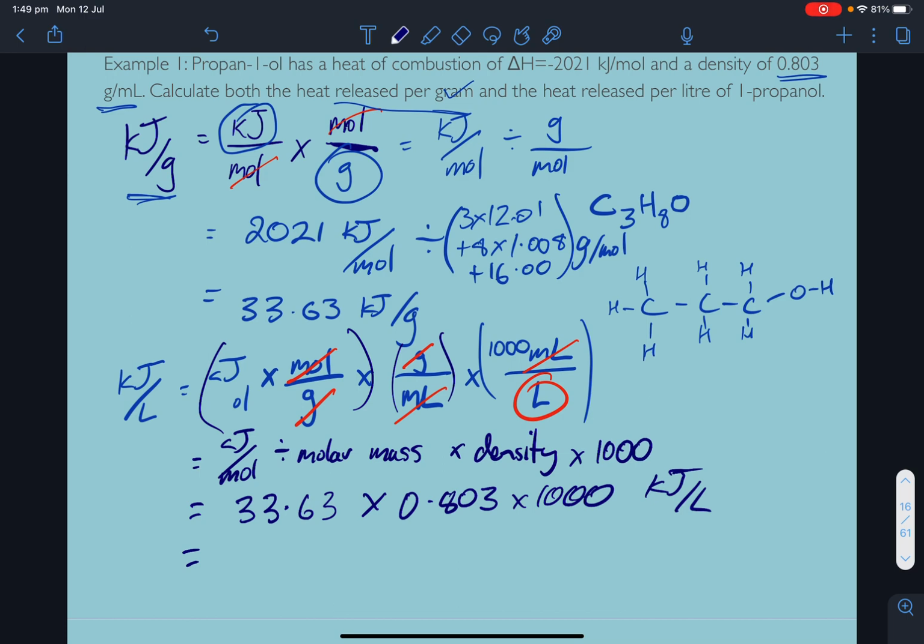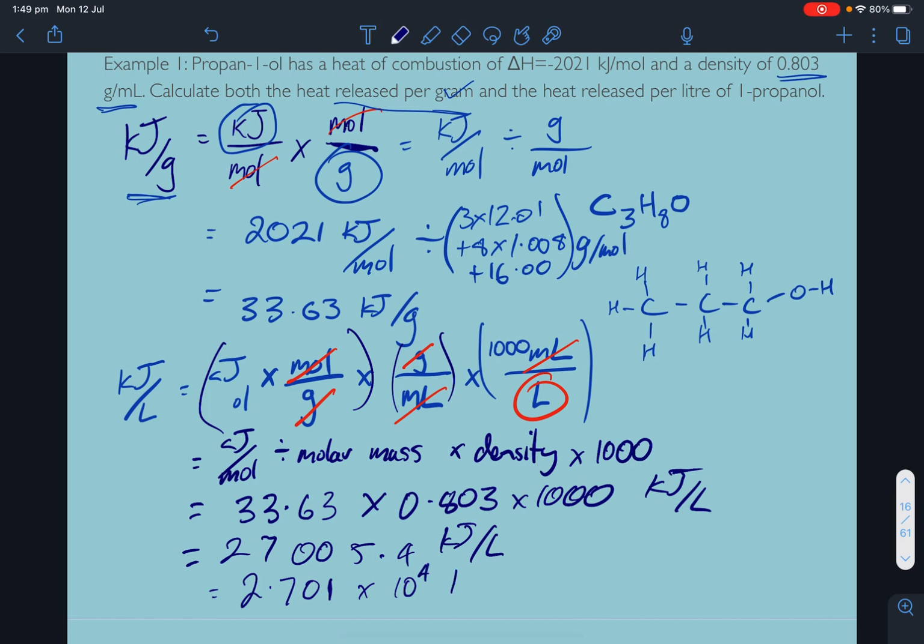33.63, still in my calculator, that's handy. Times 0.803 times 1,000. We want 4 sig figs, and it's 27,005.4 kilojoules per litre. But we want it to 4 sig figs, so let's call it 2.701 times 10 to the power of 4 kilojoules per litre. Hopefully I did good there. Let me know if I made an error.